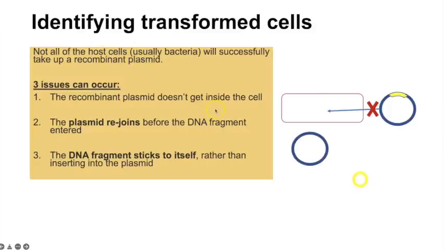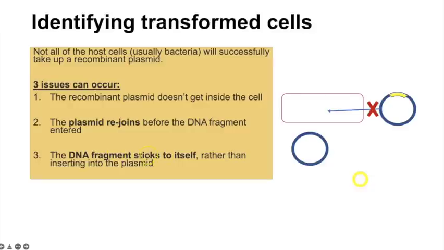Now issue number one is that the plasmid that you've created, which is our vector, maybe it didn't actually get inside of the host cell, which might be a bacteria cell. The second issue could be that the plasmid had sticky ends, and it might have just rejoined with itself and sealed back up. So you might have plasmids that did get in, but they don't contain the DNA fragment, so that's not going to be useful.